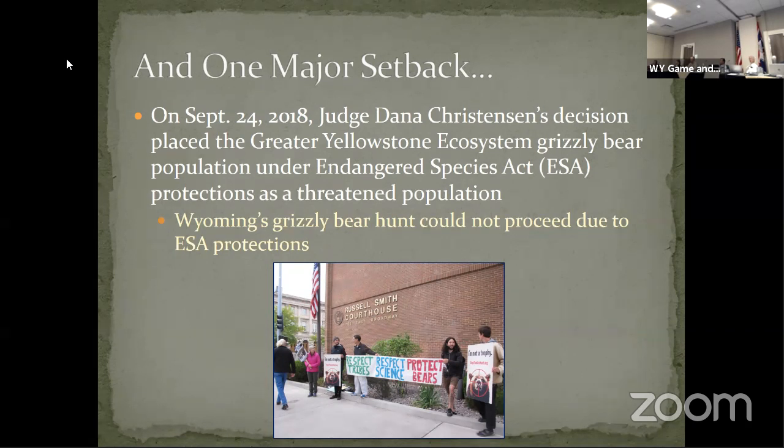On September 24th, Judge Danny Christensen's decision placed the GYE grizzly bear population back on the endangered species list as a threatened population. Therefore, we lost the ability to hunt, but it also, again, threw those grizzly bears back on the threatened population list. And quite honestly, there's a different tolerance from a lot of the public because of that now.